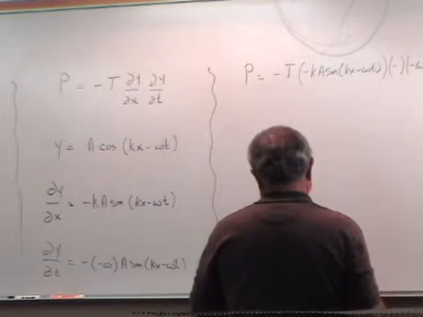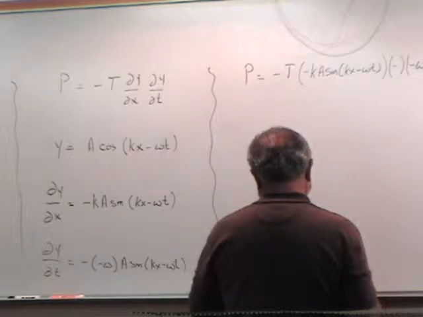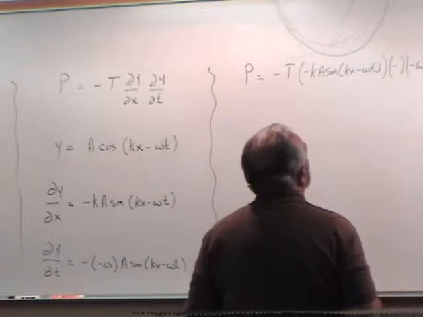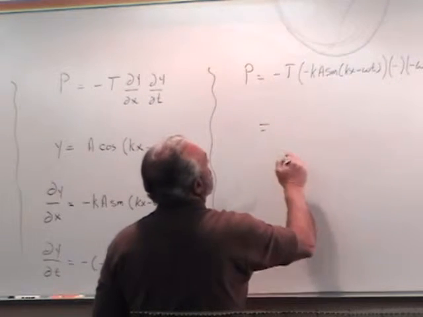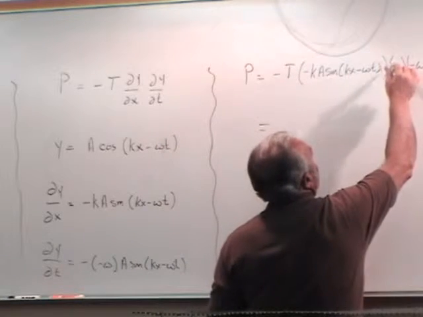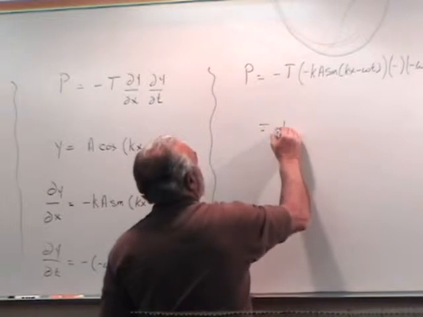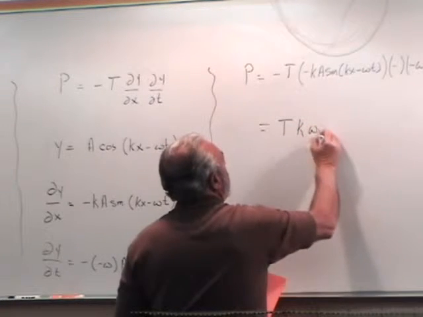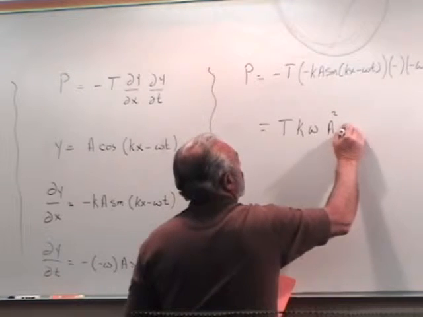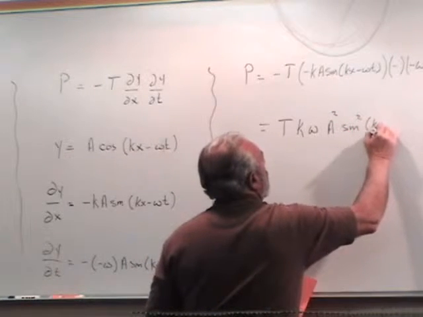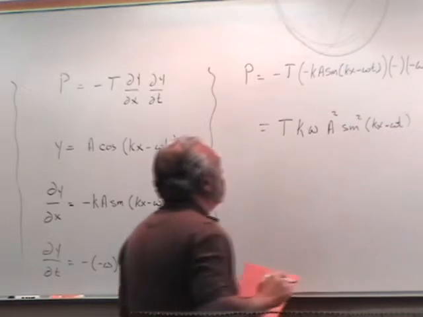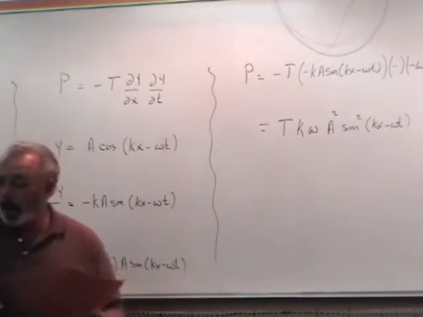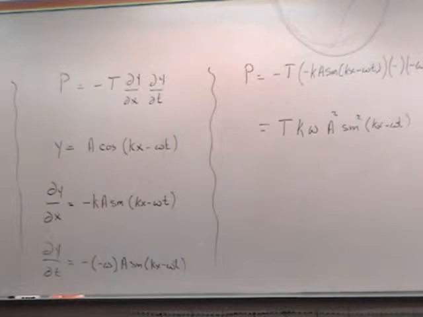So what do we end up with? We end up with four negative signs. 1, 2, 3, 4. Four negative signs. So T k omega a squared sine squared of kx minus omega t. Lovely. What does that mean? That means, first it means we have an expression for power, and that's shown to you on the bottom of page 507.